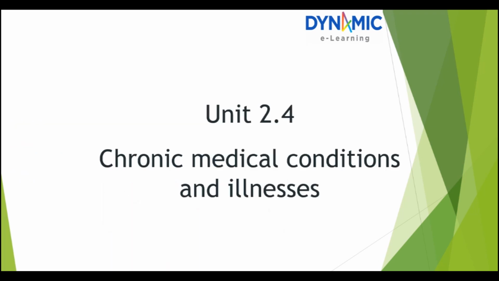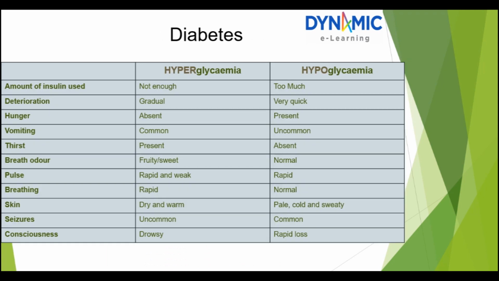Chronic medical conditions and illnesses. Diabetes, hypoglycemia or type 1 diabetes, hyperglycemia type 2. In children, type 1 diabetes is quite common. In fact, about 65% of children with diabetes will suffer from type 1 diabetes. Now, the onset is very quick.